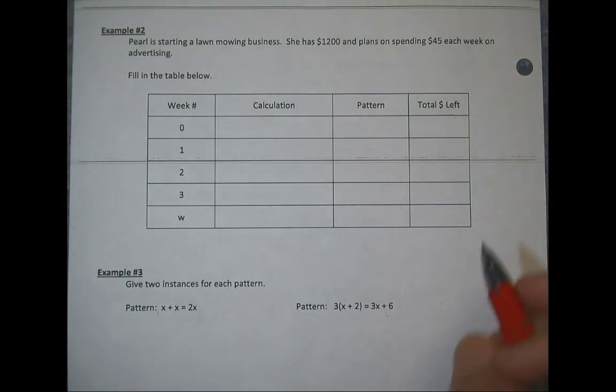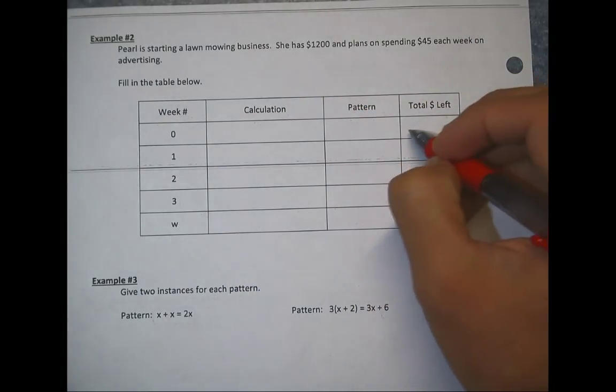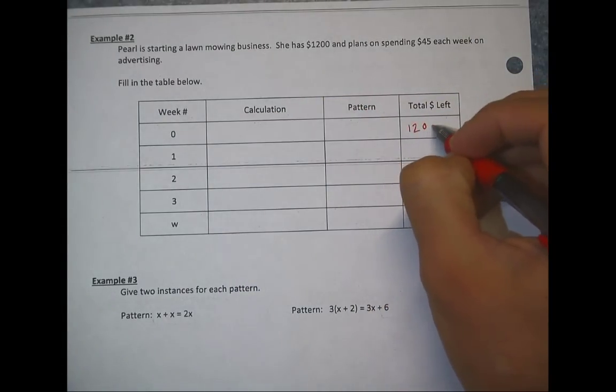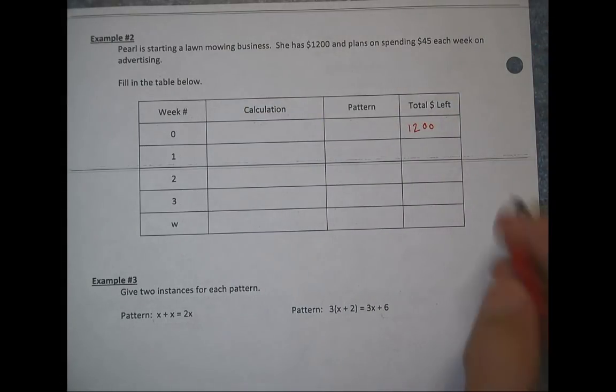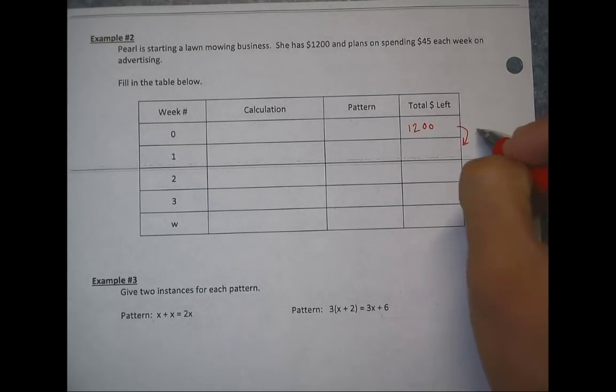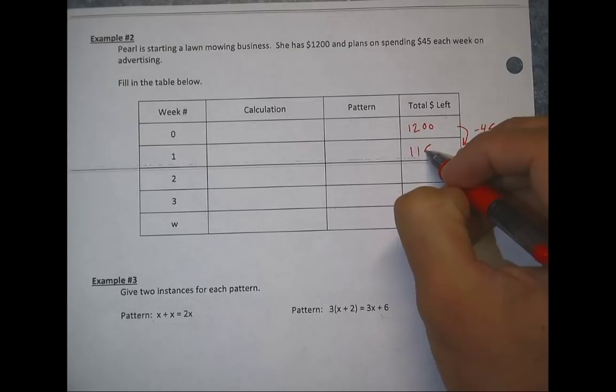So this is going to look very much like the one on the other side. Let's run through it quick. After week 0, she still has 1,200 because that's what she started with. Week 0 would be your starting point. Now she's going to subtract 45 every single week. So I'm going to subtract 45 here, and that's going to leave me with 1,155.